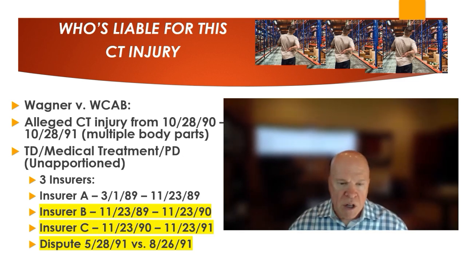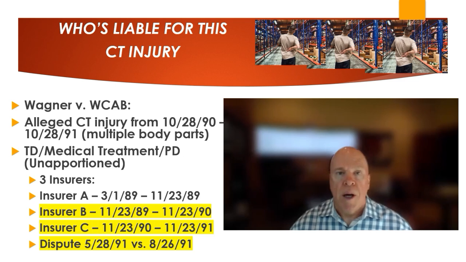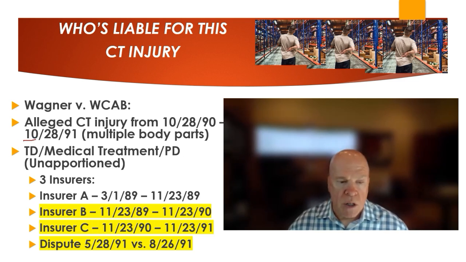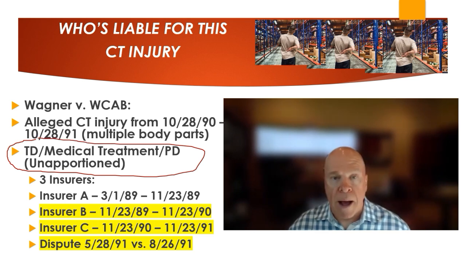So for example, in this case, the stakes were extremely high because Wagner qualified for temporary total disability payments, qualified for medical treatment payments, and also qualified for a permanent disability award, which was an unapportioned award based on the opinion of the Qualified Medical Evaluator and as approved by the judge. So there was an unapportioned permanent disability award. So the stakes were extremely high because the monies were quite high.